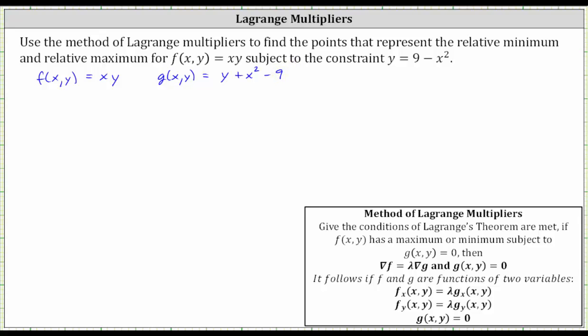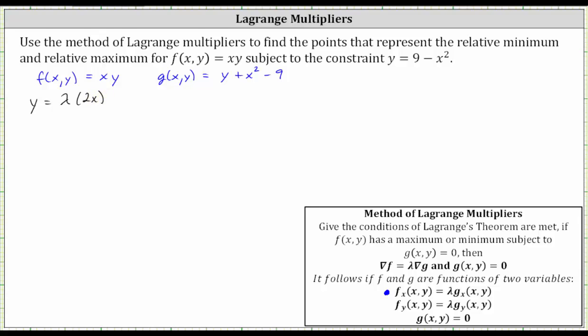And now let's work on setting up the first equation given by the partial of f with respect to x equals lambda times the partial of g with respect to x. To find the partial of f with respect to x, we differentiate xy with respect to x, treating y as a constant, which gives us 1 times y, or y. We have y equals lambda times the partial of g with respect to x. To find the partial of g with respect to x, we differentiate y plus x squared minus 9 with respect to x, treating y as a constant, which gives us 0 plus 2x minus 0, or just 2x.